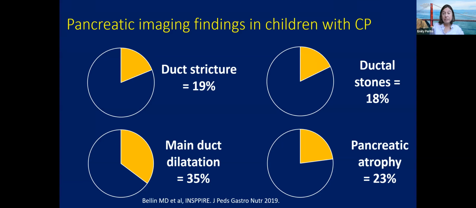The INSPIRE group has also recently published on imaging findings in children with chronic pancreatitis, and we've really been trying, as I think the adult site has been working on too, to come up with more standardized protocols for both imaging and reading the images on these kids so that we can make sure we're talking about the same things across centers, no matter where you get your MRI. Usually we're using MRCPs or MRIs to look at this. Almost 20% have duct stricture, ductal stones definitely can be seen, main duct dilation in about 1/3 of them, and then pancreatic atrophy in about 1/4.